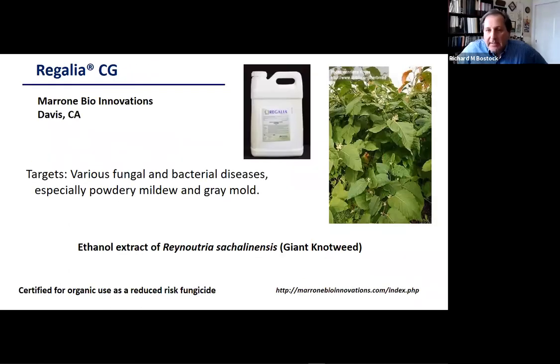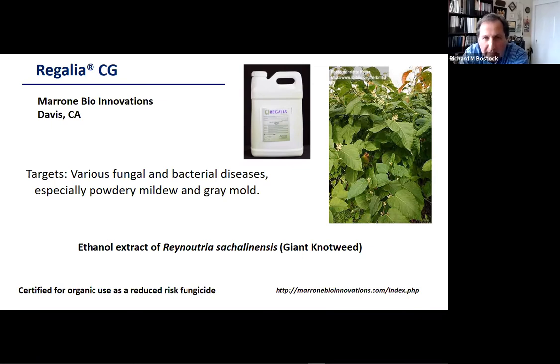Okay, so this gets us to some other interesting products that have been developed. Regalia used to be called Milsana. When Marrone Bioinnovations picked it up, they renamed it Regalia. This targets various fungal and bacterial diseases. It seems to have some efficacy against powdery mildew and gray mold. I'm going to show you some old data from grape on that.